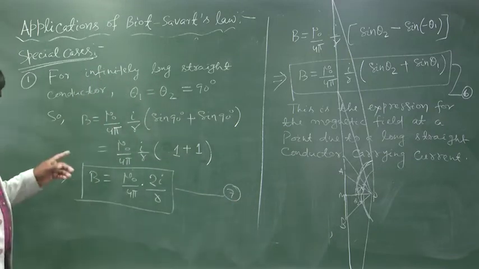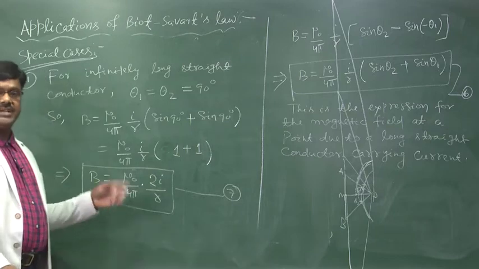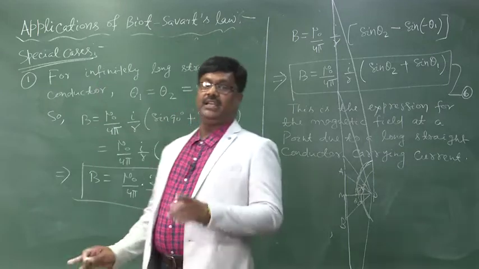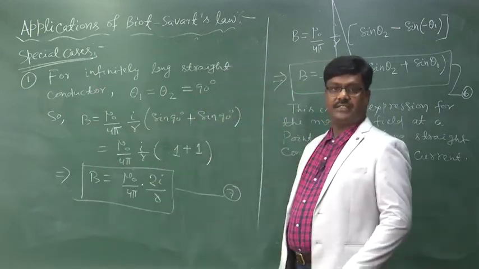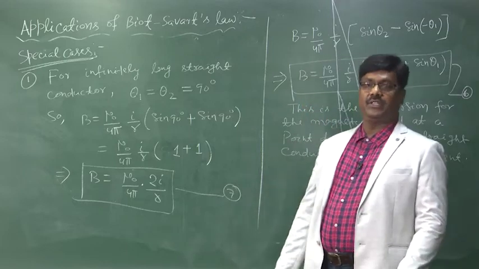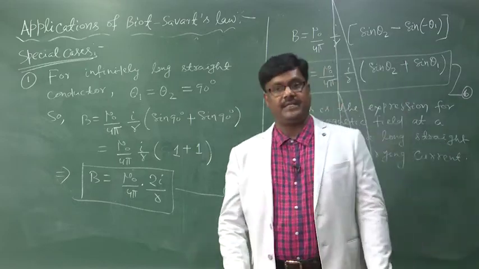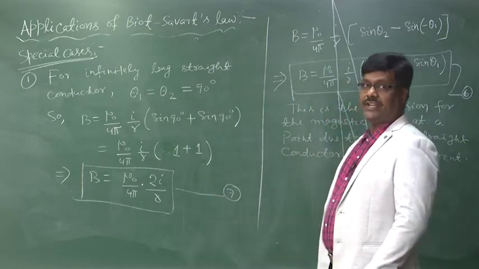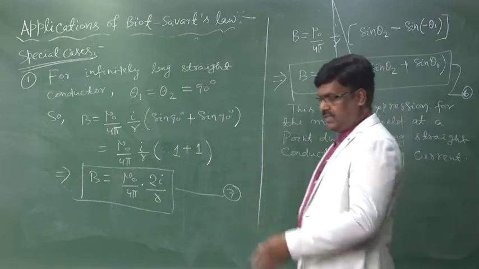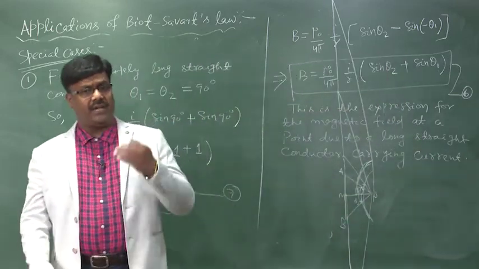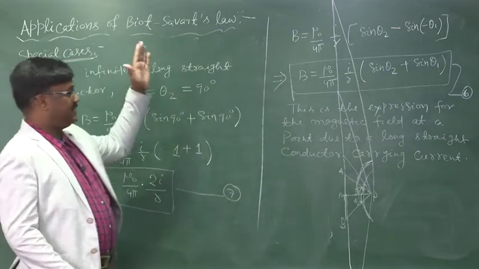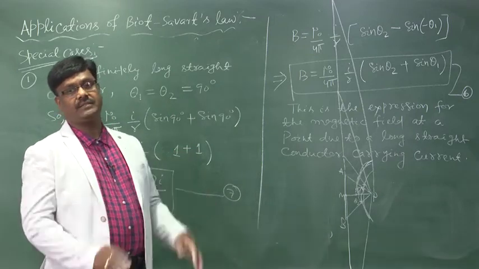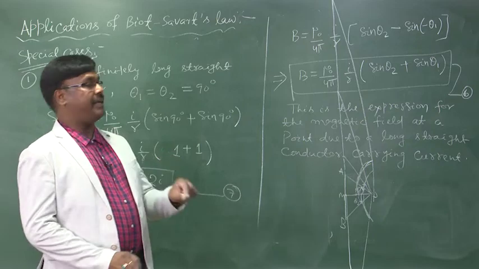This is the expression for the magnitude of the field strength at a point due to an infinitely long straight conductor carrying current. Once again, I would like to remind you that this can be derived in a variety of ways, and I have adopted one of them.